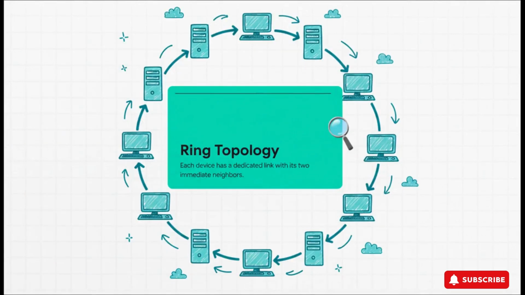Then there's the ring topology. And just like the name says, each device is connected to two others, forming a literal circle. Data usually travels around the ring in just one direction, getting passed from one device to the next. But just like the bus topology, it's got a major point of failure. If any single link or device in that ring breaks, the whole circle is broken, and all communication just stops.